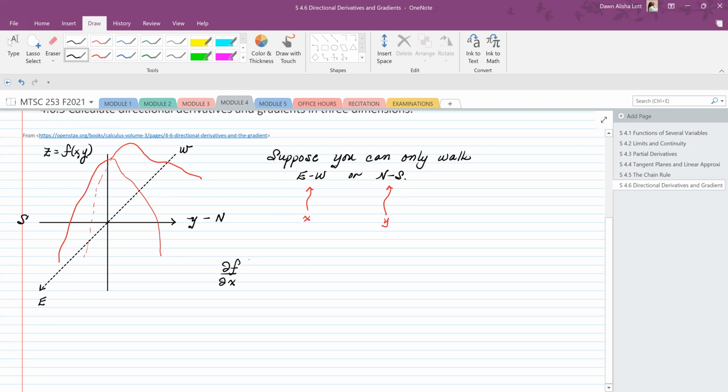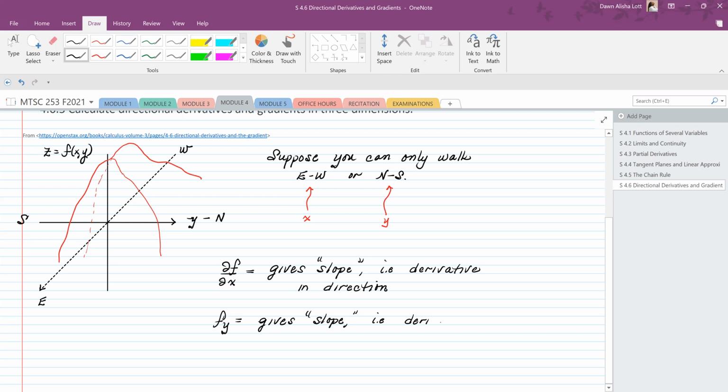Basically, what we are trying to figure out is the derivative or the slope, in a sense, in the x direction. So this gives the slope, i.e., the derivative, in the x direction. And so that's going to give you east or west. And f sub y is going to give you the slope, i.e. the derivative, oh, this is supposed to say in the y direction. Okay, do you understand?